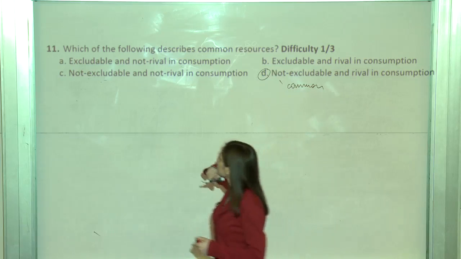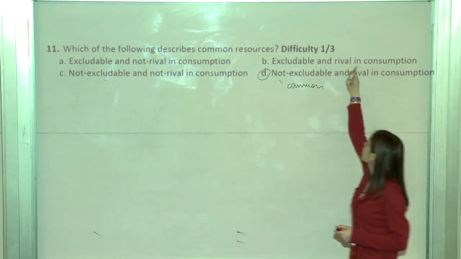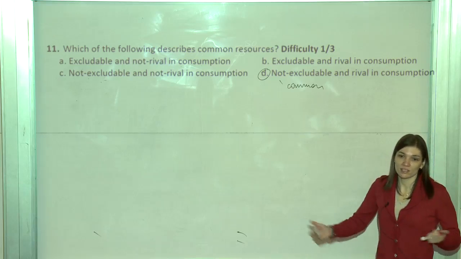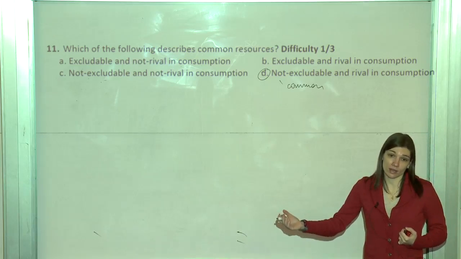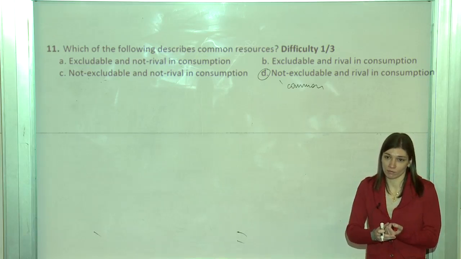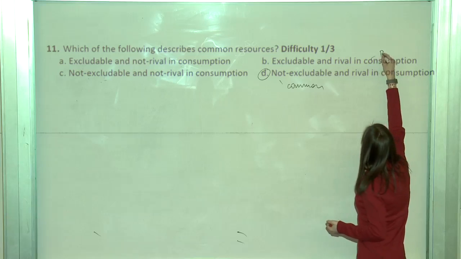Let's look at the other ones. So what's both excludable and rival? What do we call that? It's private, right? It's a sandwich. If I eat it, you cannot eat it, and you can charge me for it. So it's both excludable and rival. That's private.